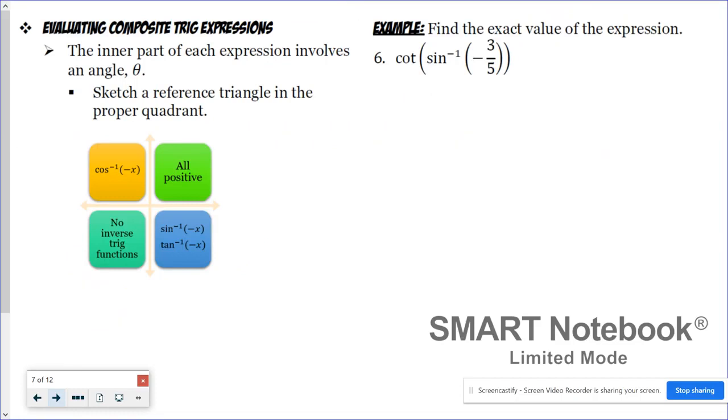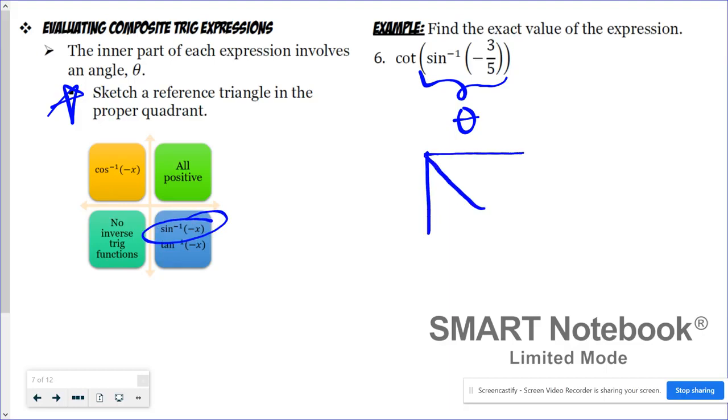Now there are these other problems that you can do that involve composite trig functions. Notice in number 6, we've got cotangent, and then inside we have inverse sine of -3/5. Believe it or not, these problems are a little bit nicer. We just need to realize that the inside part of this composite function is an angle, so it's theta. We can sketch theta, a reference triangle, in the proper quadrant. Inverse sine is negative, so it's in quadrant 4.